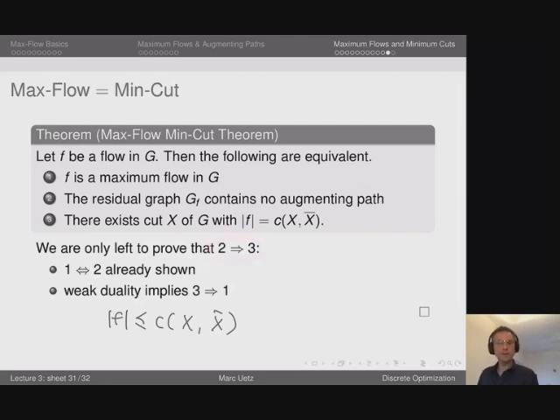So the only thing that is still open to prove is the implication 2 to 3. That means whenever we have an optimum solution, whenever we have a maximum flow, or whenever the residual graph contains no augmenting path, then there also exists a corresponding cut. So it's an existence proof here, which has the same capacity as the value of the flow. And that is what I'm going to prove next.